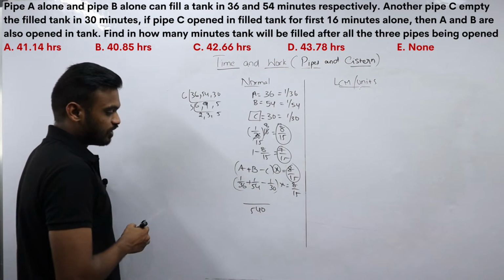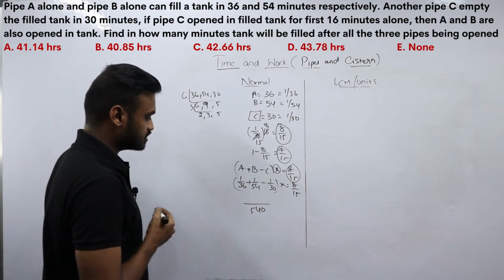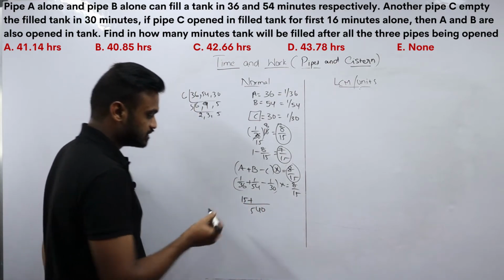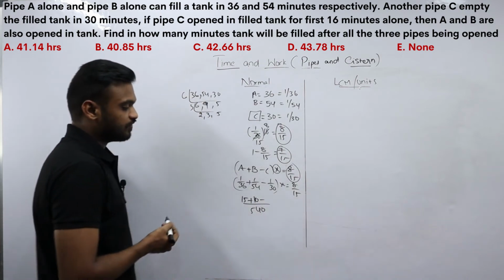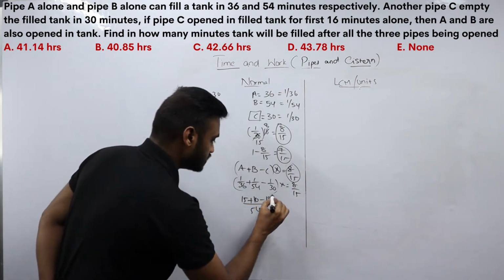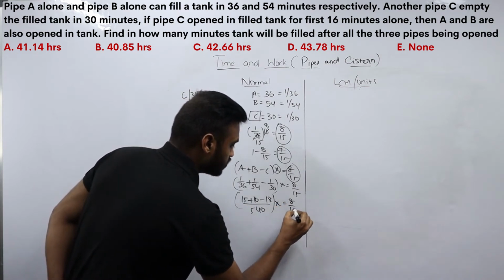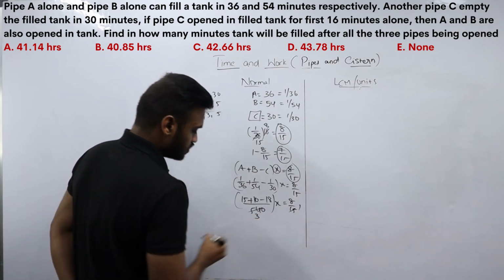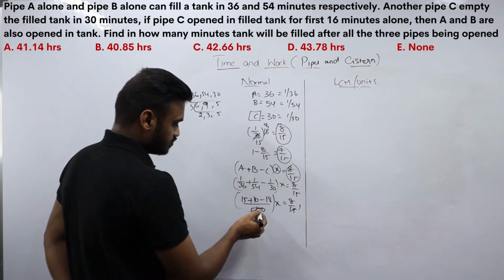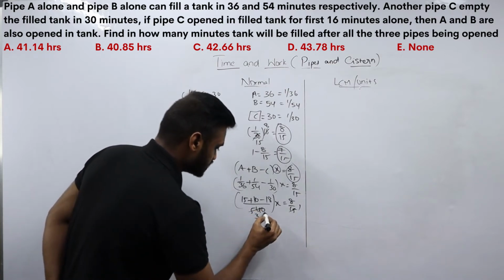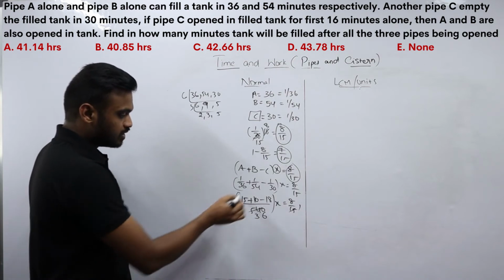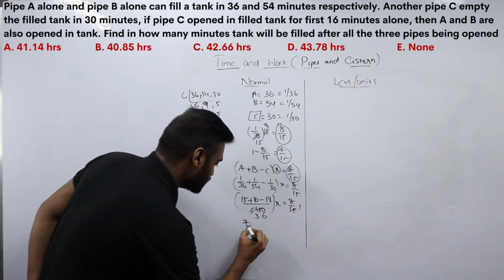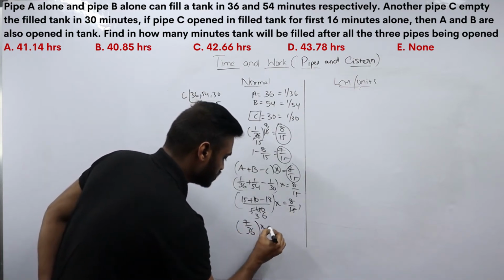So 1 by 36 into 540, that is 15, plus 1 by 54 into 540, that is 10, minus 1 by 30 into 540, that is 18. So (15 + 10 - 18) into X equal to 8 by 15. So 15 plus 10 is 25, 25 minus 18, that is 7. I will get 7 by 36 X equal to 8.